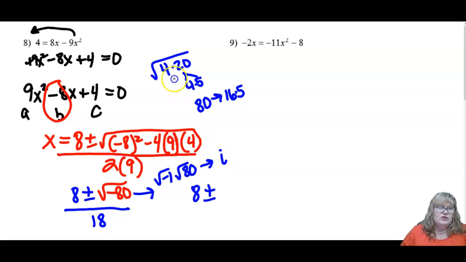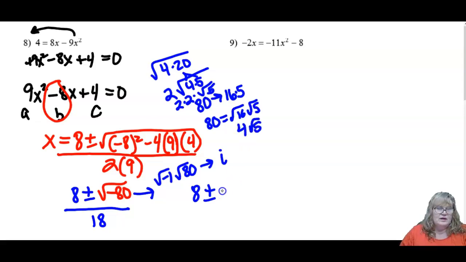Okay? And you could have done this twice, guys. You could have said, well, the square root of 4 is 2, and then I still have the square root of 20 in there, and the square root of 4 here is a 2 again, so I end up with 2 times 2 times the square root of 5. Or if you figured out 80 is 16 times 5, you get 4 square roots of 5. All right, so don't forget there was an i because it was a negative 80, and then we had 4 square roots of 5. So I'm going to write that as 4i square roots of 5, and it's all over 18.